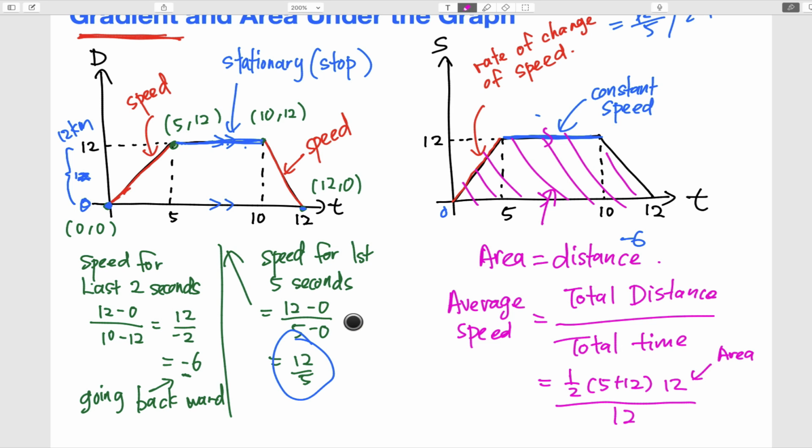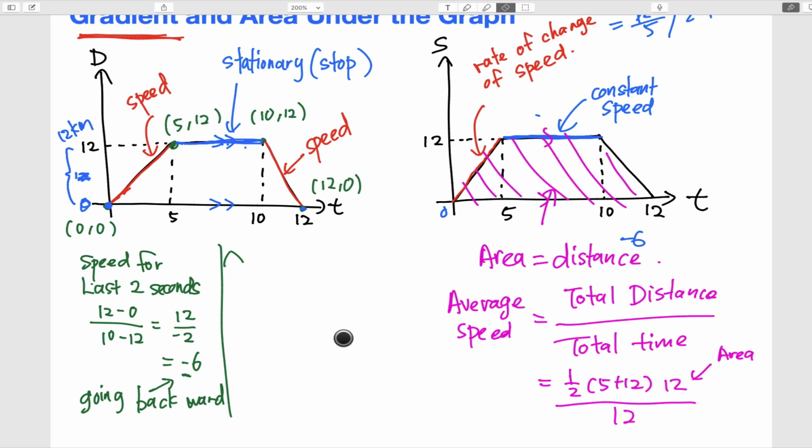If I want to find the average speed for this case, I'm going to erase this one first. I'm going to use the total distance. The total distance is 12 plus 12, because this is distance. Your y-axis is distance, so it's going to be very easy. Just 12 plus 12 divided by the total time, 12. So this is 24 over 12, and your average speed is 2 meters per second.